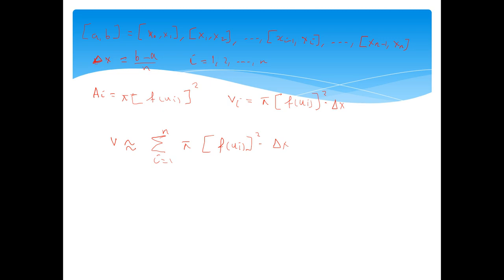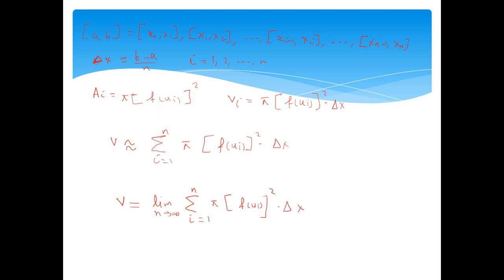If I take the limit as n goes to infinity, I'm going to have the exact volume. We find the exact volume by taking the limit as n goes to infinity. In other words, we're going to slice up the shape an infinite number of times, each with thickness delta x.